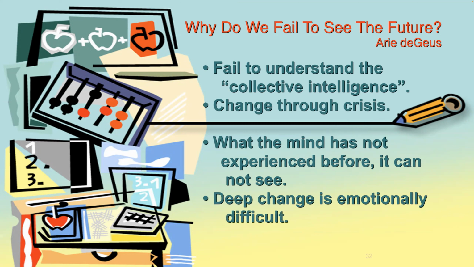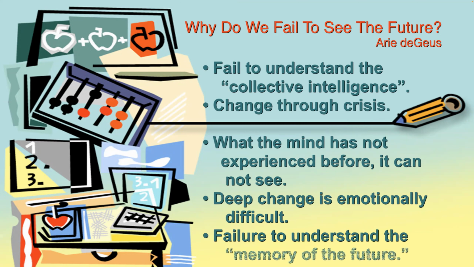If you think about what you read in The Righteous Mind, that's why there is no collective intelligence at this point. Look at what goes on in our government right now. We're faced with possible shutdown of our government because there's no collective intelligence. There's no interaction. There's no compromise. There's no understanding of the common good. So what the mind has not experienced before, it cannot see.